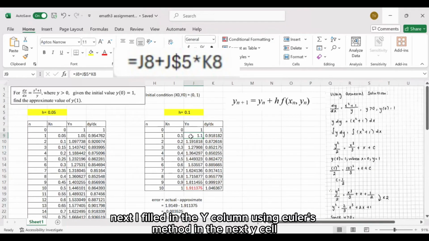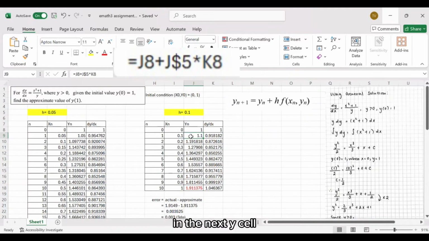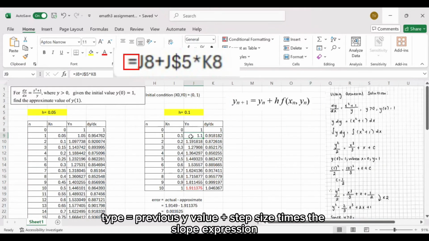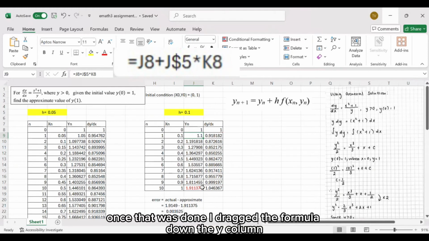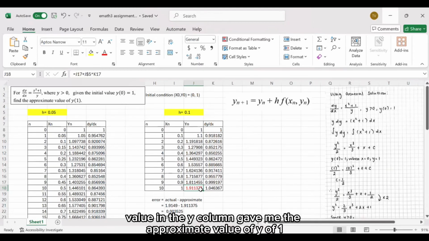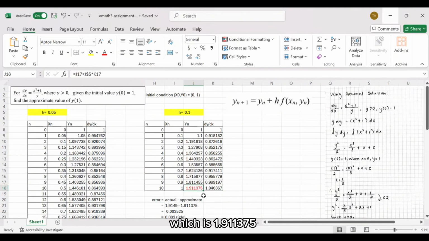Next, I filled in the y column using Euler's method. In the next y cell, I typed equal, the previous y value plus the step size times the slope expression, which is the previous dy/dx cell value. Once that was done, I dragged the formula down the y column. The final value in the y column gave me the approximate value of y(1), which is 1.911375.